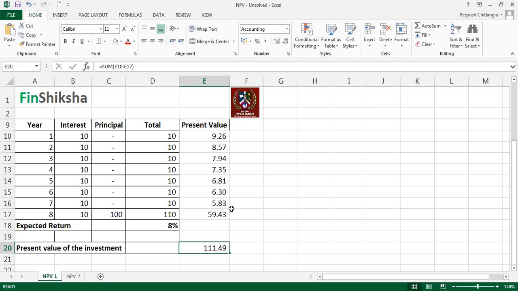111.49 is the price that I should be willing to pay for this particular instrument. Nothing more, nothing less, if I want an 8% return. If I want a 9% return, I would want to pay even less, which is 105. If I want a 10% return, we will see this number becomes exactly 100. If I want an 11% return, I should be paying 94, right?